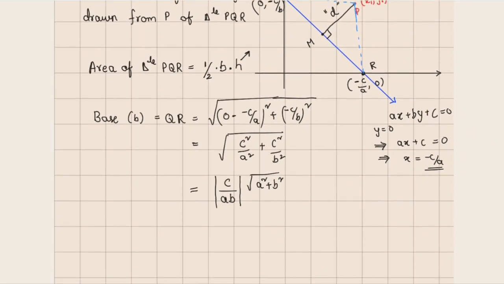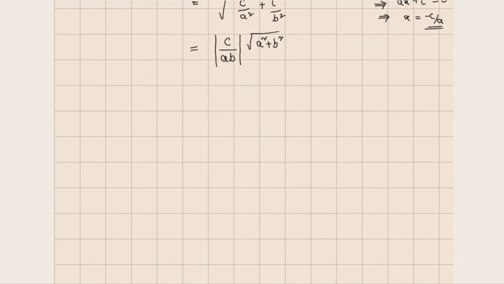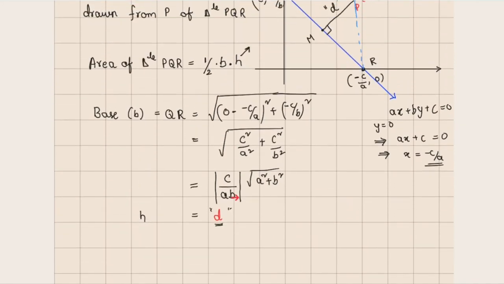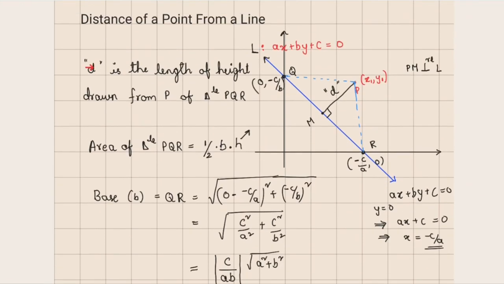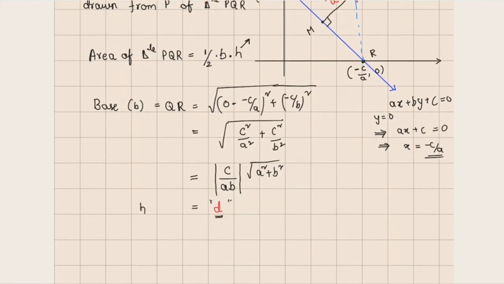Okay, so we know the base, and what is the height here? Height equals d, the distance d, which we need to find. I will mark it in red. We need to find d. We need to find the distance d.